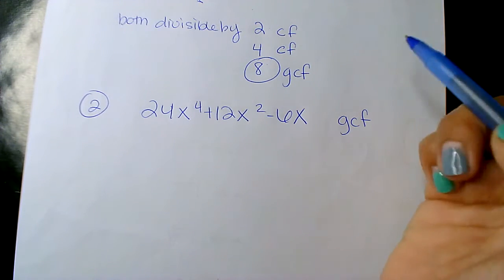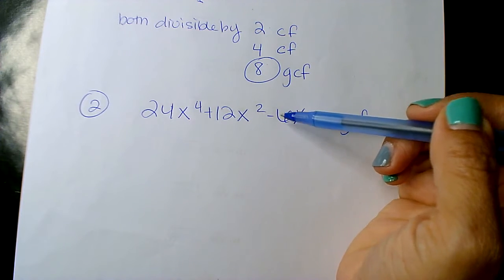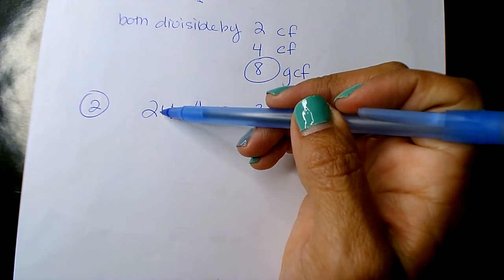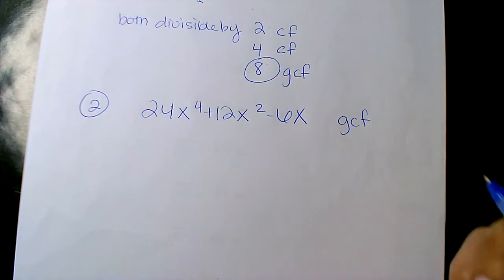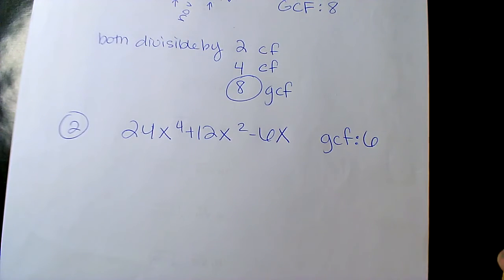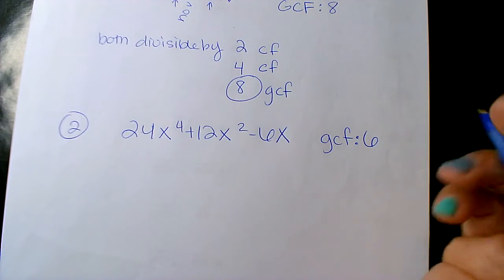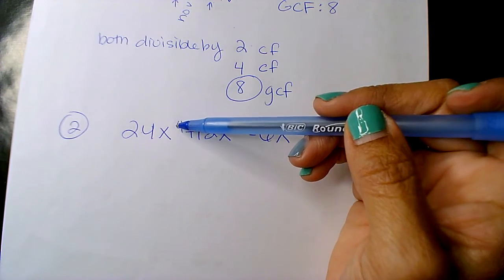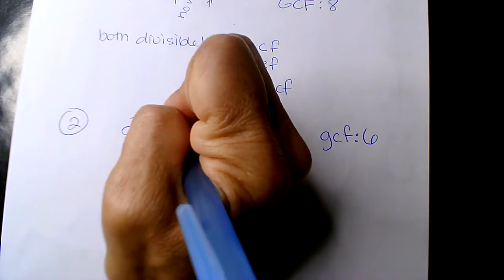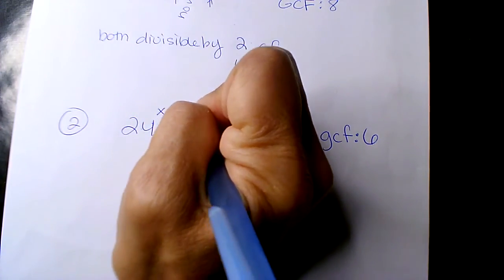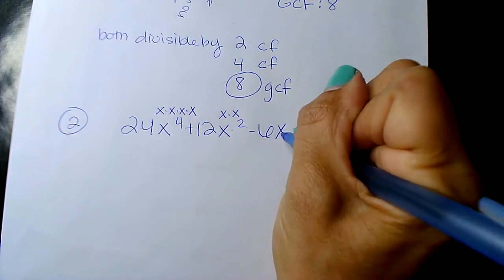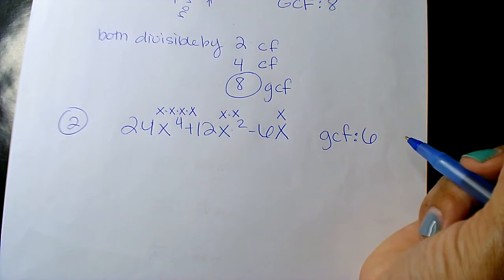6, right? 6 divided by 6 is 1. 12 divided by 6 is 2. 24 divided by 6 is 4, right? Okay, so far I know my GCF is 6. So I'm going to take out a 6, right? Okay. Now look at your x's. I have 4 x's, right? You guys know x to the 4th means that I have 4 of them. 2 x's means I have 2 of them. And 1 x means I only have 1.